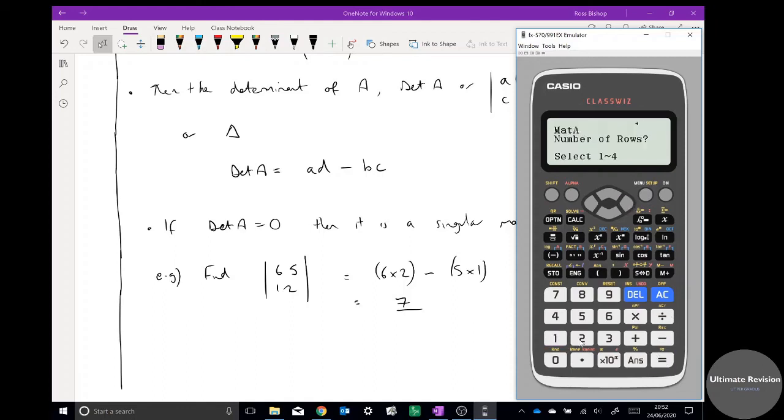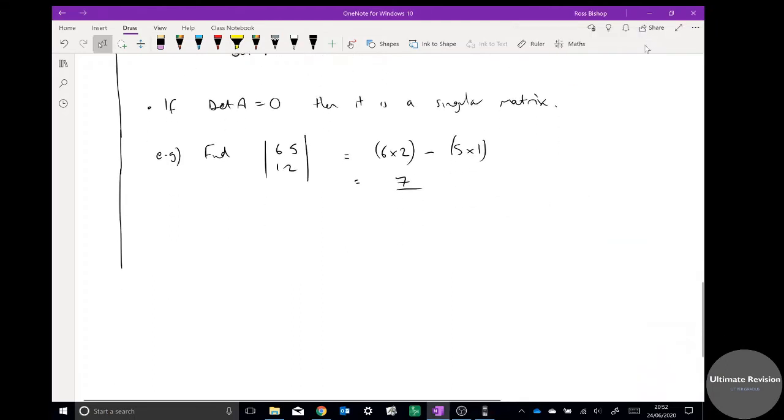Mat A, it's a 2 by 2, 6, 2. Okay, so the matrix is stored there. If I clear it now and go option, determinant 2, and then I go option again, mat A, so 3. The determinant of mat A gives me 7. So it works out the determinant for a 2 by 2 on your calculator.